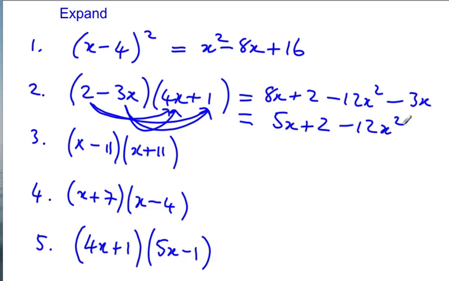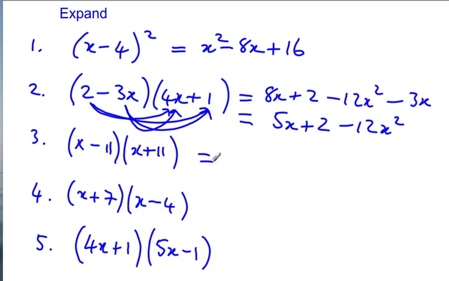And if you wrote that, or any other combination, i.e. the 2 at the front, the 5x in the middle, and the negative 12x squared, or any other order, as long as you've got the 3 things, then you're right. Put up your hand if you use FOIL correctly for number 2. 99% of you, maybe less, because there's only 20-something.